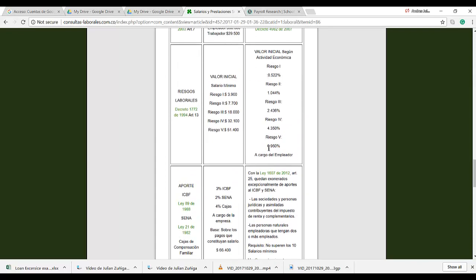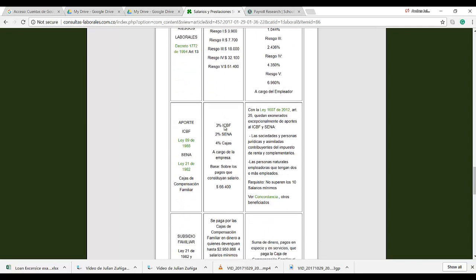But you have to take into account, depending on the type of labor or work, the risk. Okay, and this is a percentage that you need to pay according to a set of parameters depending on your job. Okay, if it's risky or not.